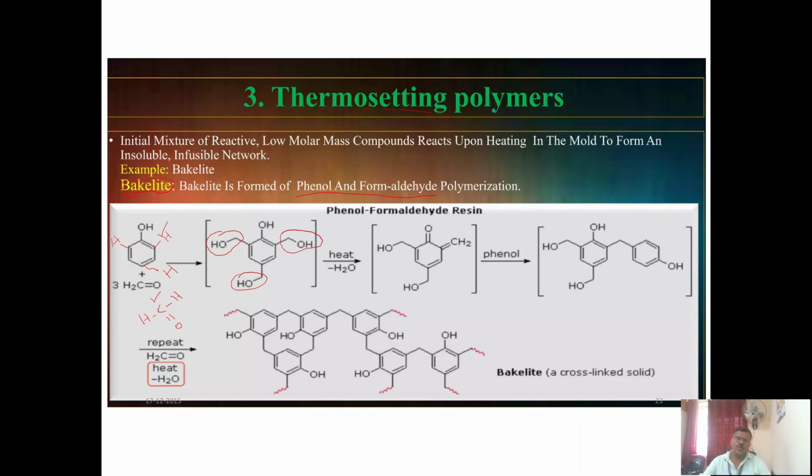Understand? So when you heat further, water will be eliminated. You end up with the intermediates, that is double bond CH2, and this you treat with further phenols.